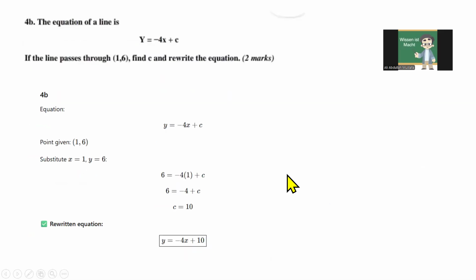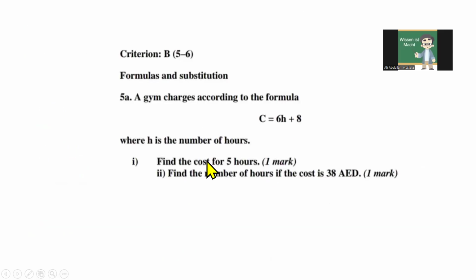We wanted to find c. So the equation, also we have another equation, and the line now passes through this point. You do it exactly the same way. You substitute the values of 1 and 6 in the equation to find c, which is 10, and then you write the equation again.